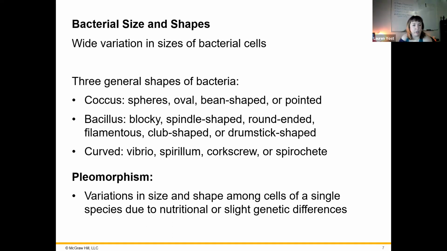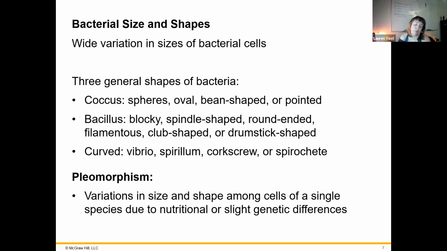The three general shapes of bacteria: the coccus is the round spherical shape, the bacillus is the rod, the curved ones are referred to as vibrio. There's also some of the comma shaped ones are the vibrio. Spirillum is referring to a spiral-like shape. Corkscrew is exactly what it sounds like. The spirochete are super tightly wound coils. So, depending on what sort of curvature you have going on there, you can get more specific with those words. So coccus, bacillus, and curved.